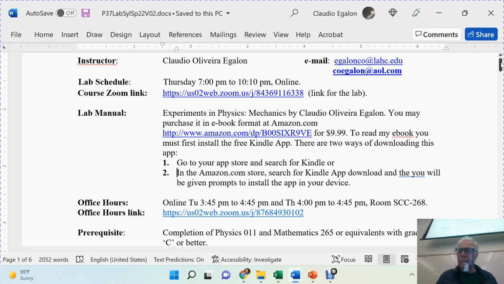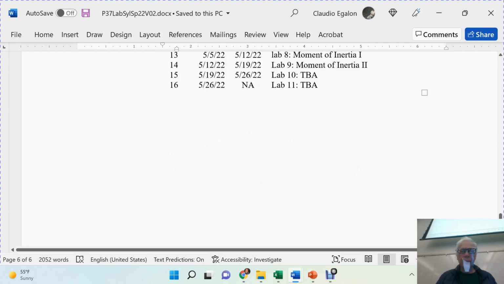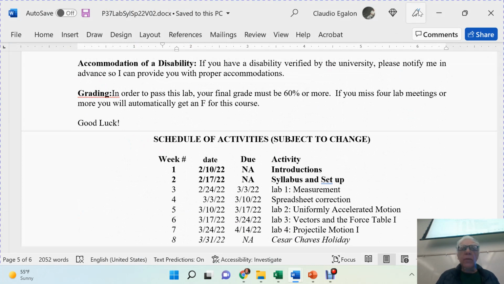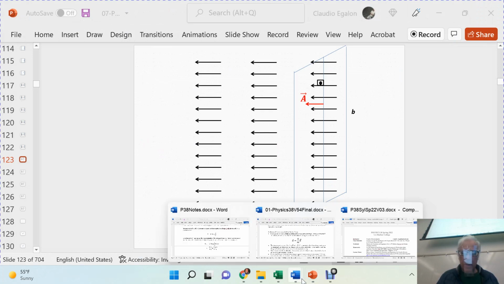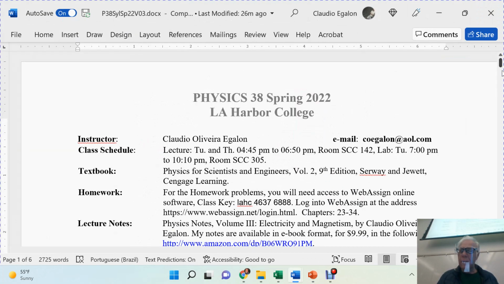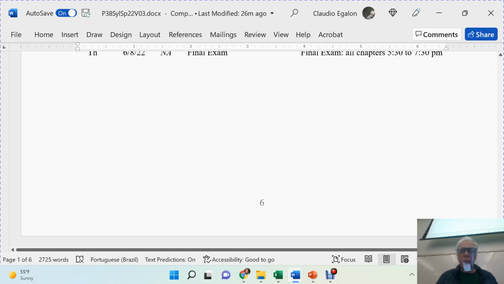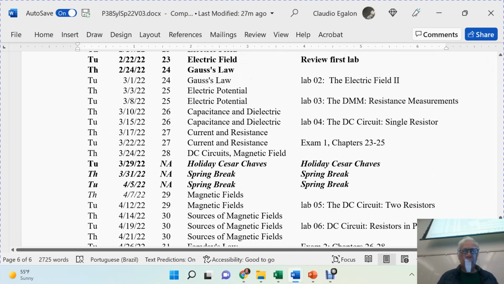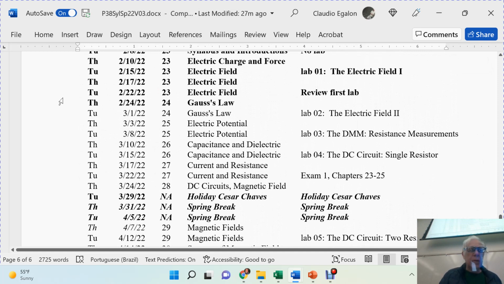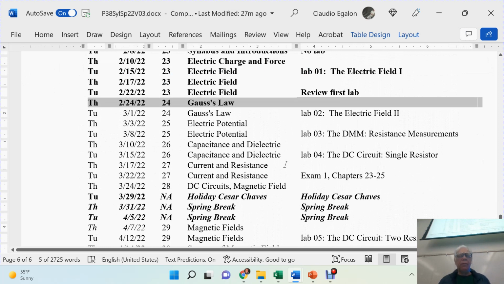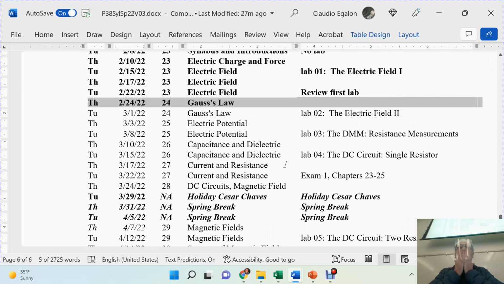Nope, this is not the one. That's the lab. Here we go. So we are done with the chapter on electric field. We cannot cover everything that's in there in the book, okay? And now we're going to get into chapter 24. That's Gauss's law. Great. Any questions about that?